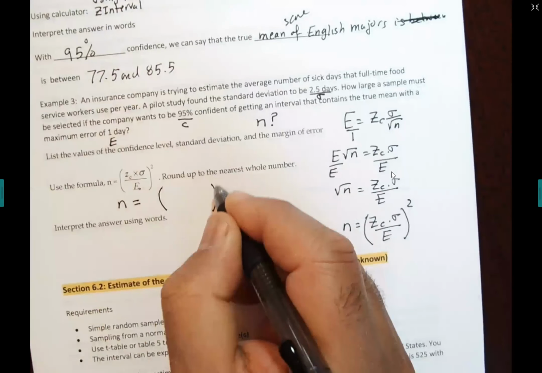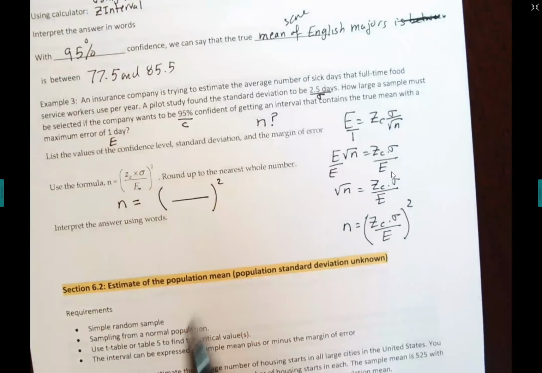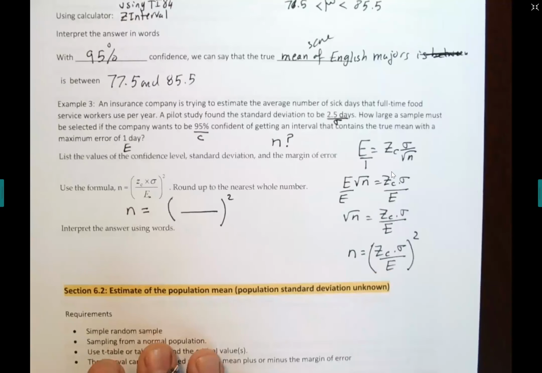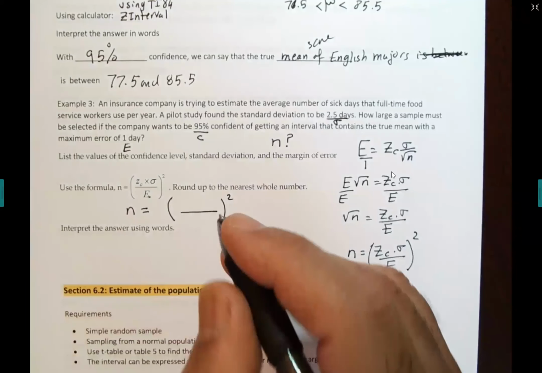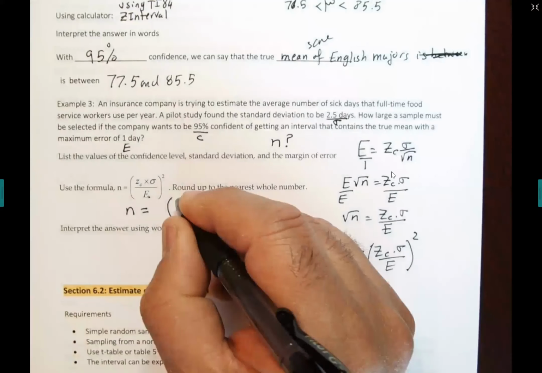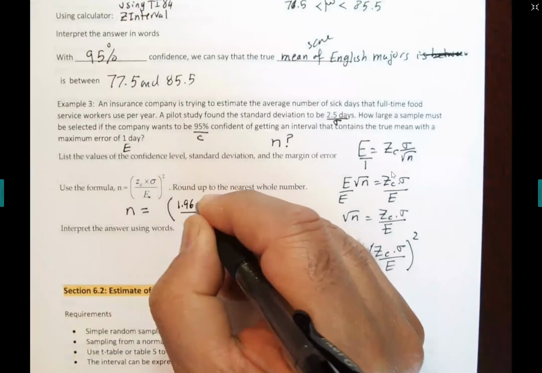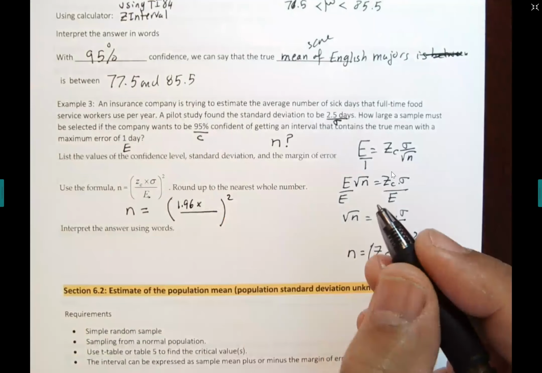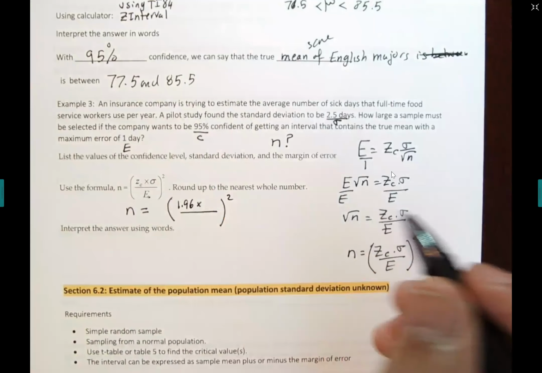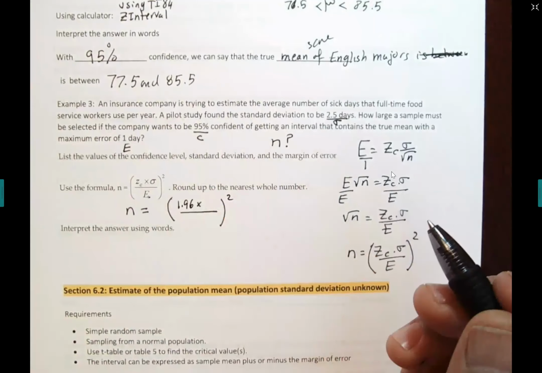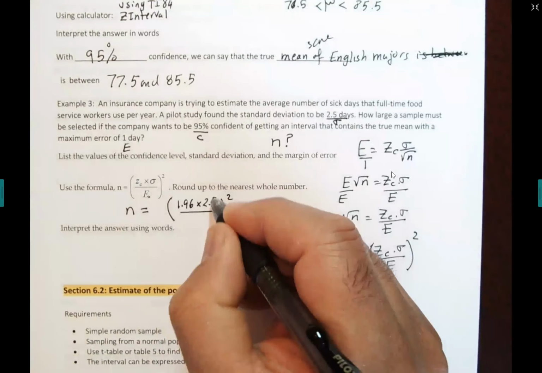Watch, guys. Very straightforward. Who can tell me what ZC is for 95% confidence? You should try to memorize it by now. What is ZC for 95% confidence? Yes, 1.96. Very good. Everybody try to memorize this. There's 3 of them, most common ones. Sigma, he gave it to us. He says it's 2.5. And margin of error is 1, guys.